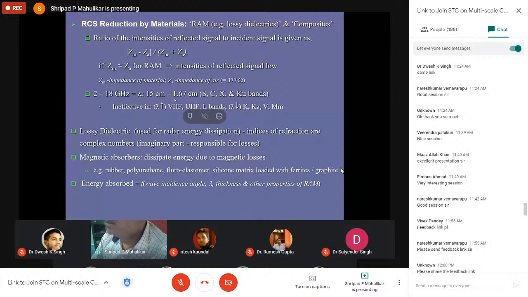It gives an idea as to what kind of thickness of the radar absorbent material is required. Especially if we use a Salisbury screen, then its thickness as a thumb rule is lambda by 4. So if the basic principle is the Salisbury screen, the thickness is lambda by 4. These wavelengths give a direct indication of the thickness of the radar absorbent material required, which gives an indication of its weight.